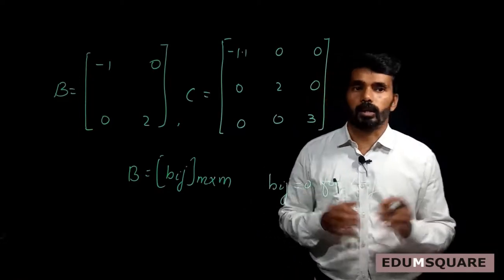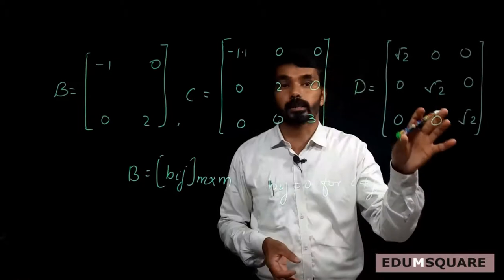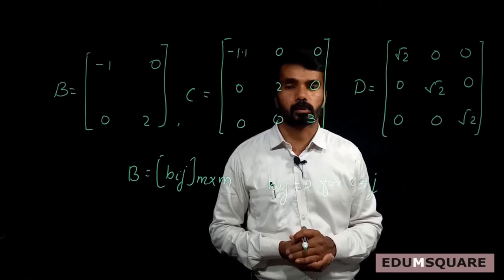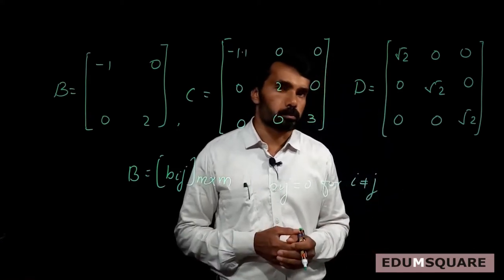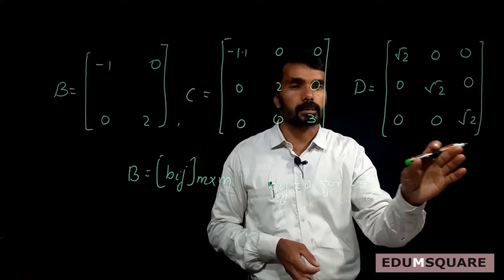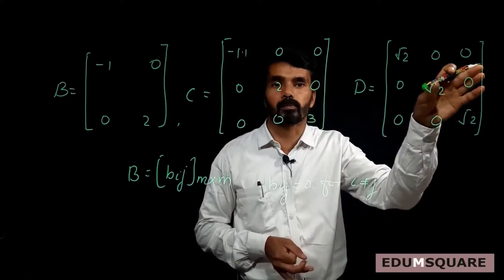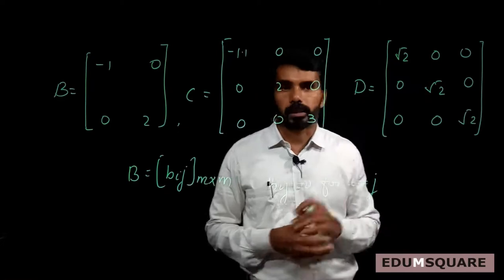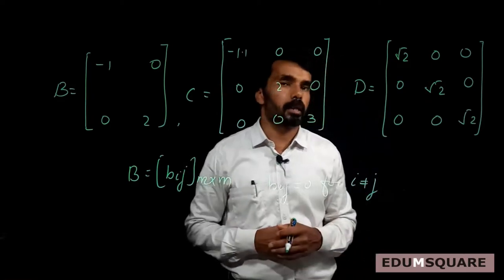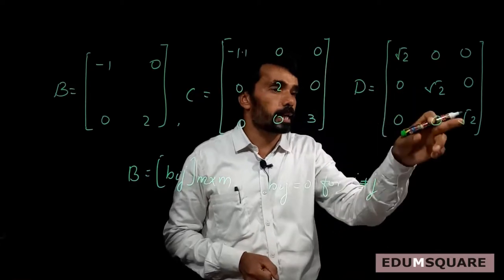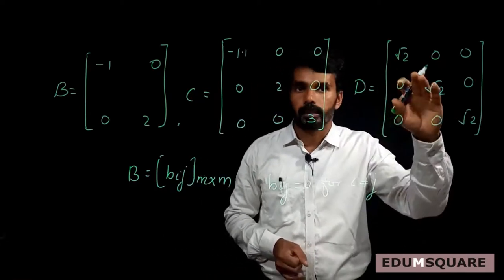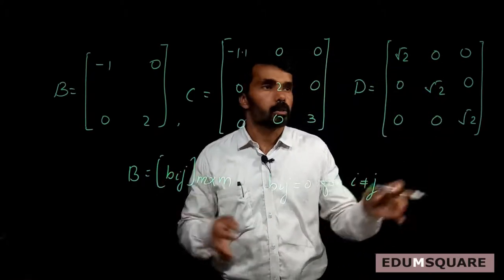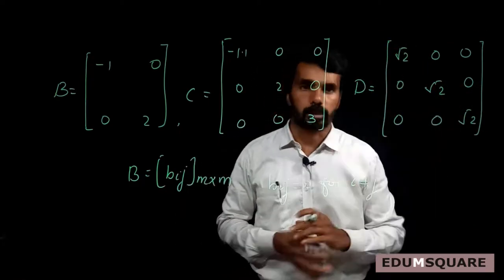Okay, now let us see another example. Let us consider this example. The matrix D is equal to root 2, 0, 0, 0, root 2, 0, 0, 0, root 2. Again, this is a square matrix, since the number of rows and number of columns are equal. Then from the earlier definition, this is a diagonal matrix, since all its non-diagonal elements are 0.